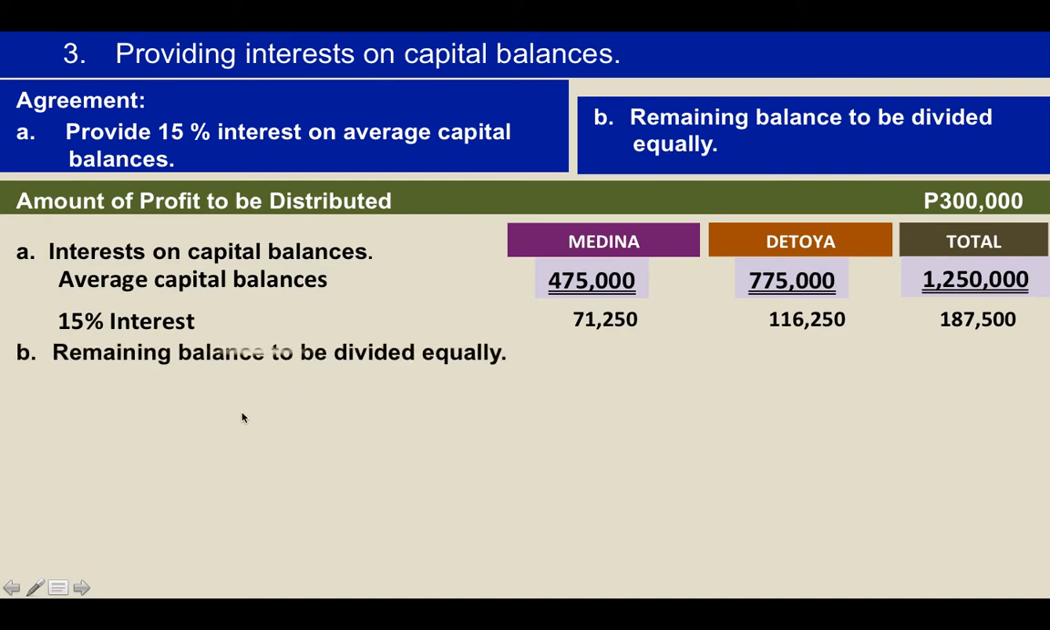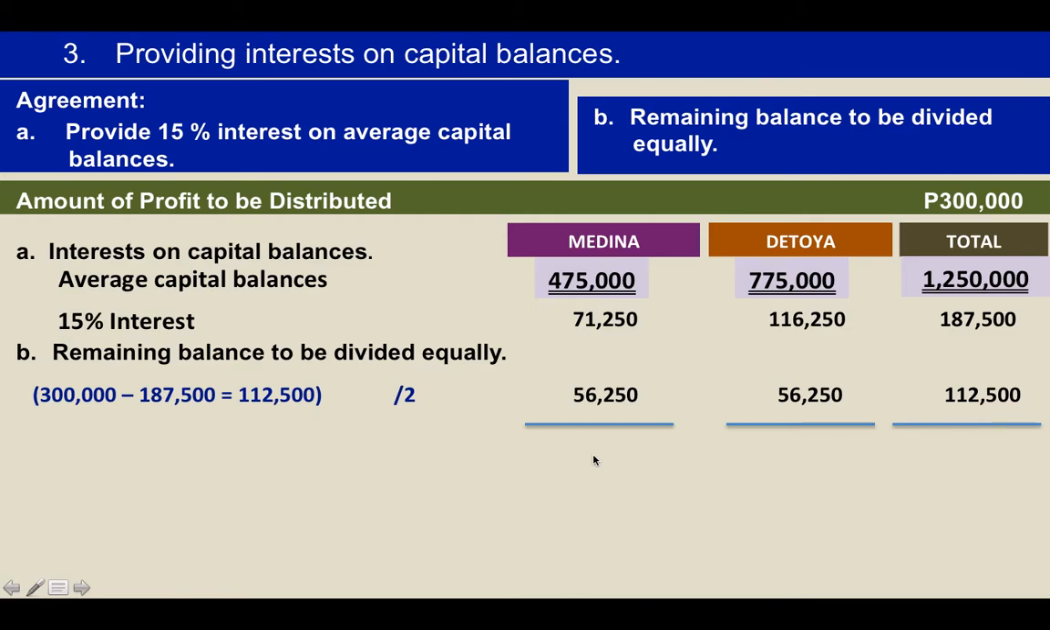So let us get the remaining balance, which will be divided equally. So we have a profit of 300,000 and we have already distributed 187,500. So the remaining balance is 112,500. So we have to divide this 112,500 equally, divided by 2. So the share of Medina and Detoya is 56,250 each. Okay? So we have to add this distribution, and the distribution of profit for Medina is 127,500 and for Detoya 172,500 for a total of 300,000. So we were able to fully distribute the 300,000 profit.